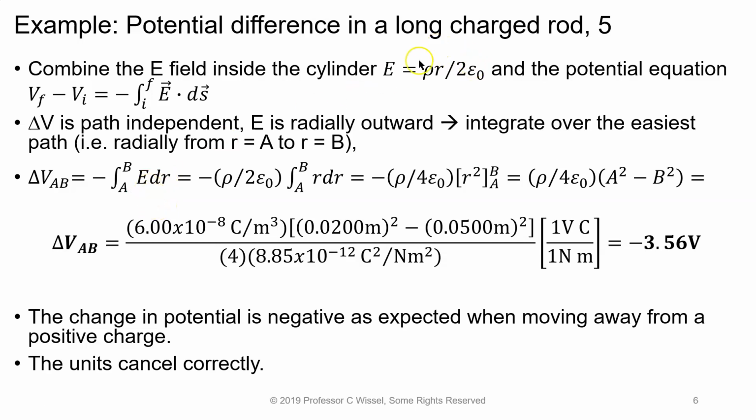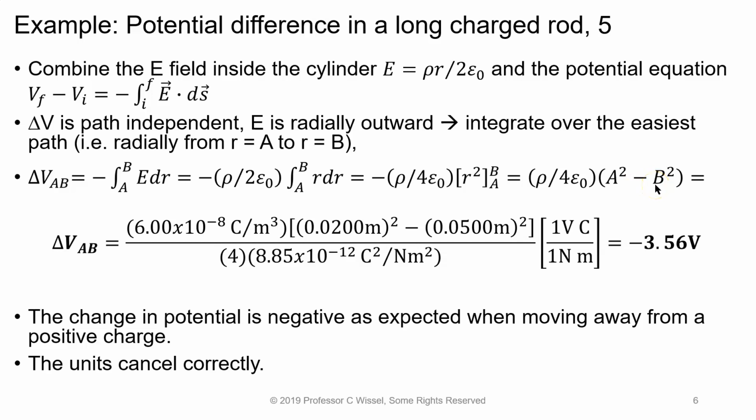Now, the E has a lot of constants in it that we can pull out in front. And of course, the only thing that isn't a constant is the R. And this becomes a very easy integral. So now we have minus the quantity rho divided by 2 epsilon naught times the integral from A to B of R dr. Well, the integral of R dr is just going to be R squared over 2. So we can pull that 2 out too. So now we have minus rho divided by 4 epsilon naught times R squared, and we're going to evaluate that from A to B. Now watch the minus sign here, because we can flip this around and end up with this. So it will become rho divided by 4 epsilon naught times A squared minus B squared.